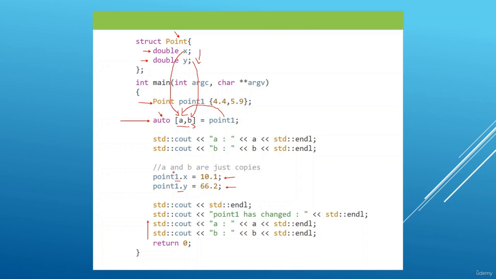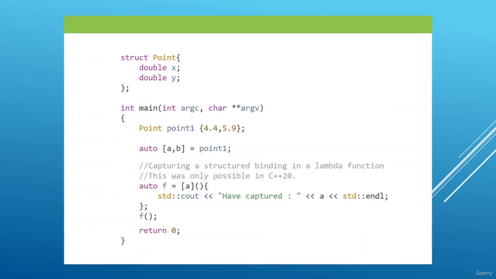There is a lot more to this, especially with other data structures in C++, but for now we're going to use this in the context of a struct. Another thing you should know is that it is possible to capture a structured binding inside a lambda function. This is something that was added in C++20. For example, we can capture the A variable here in a lambda function, and we can use it inside the lambda function like this.